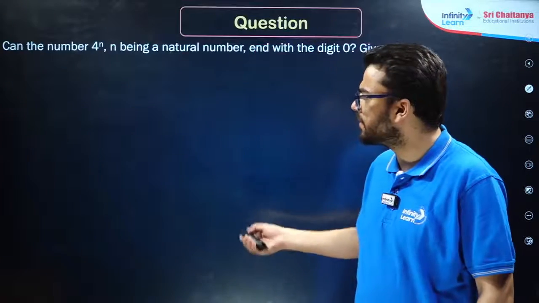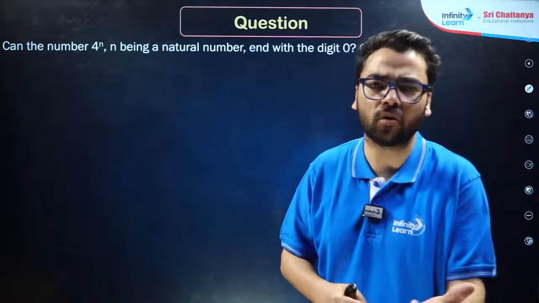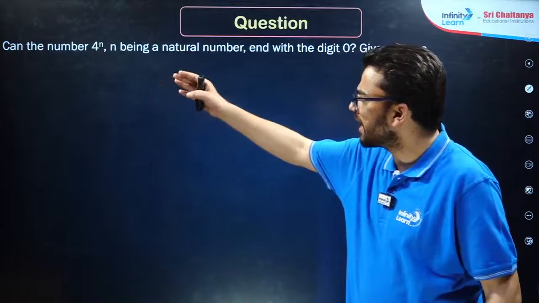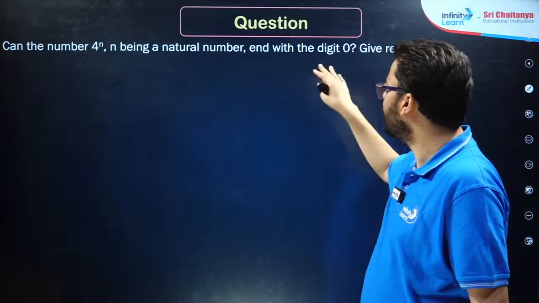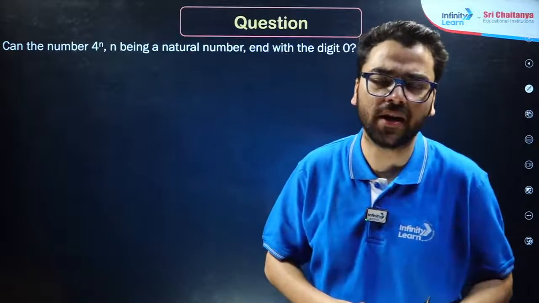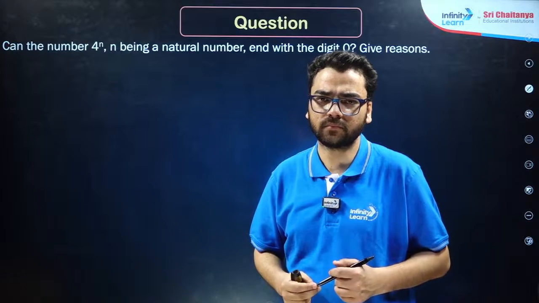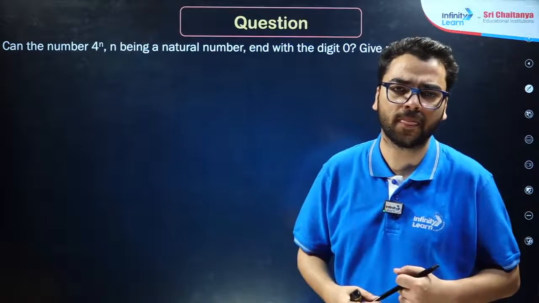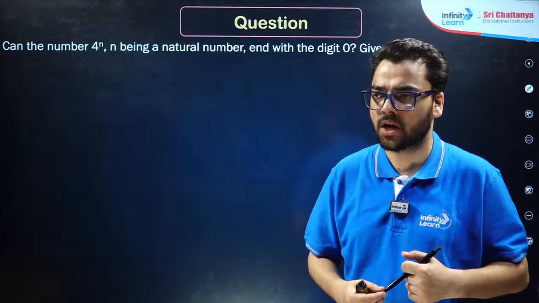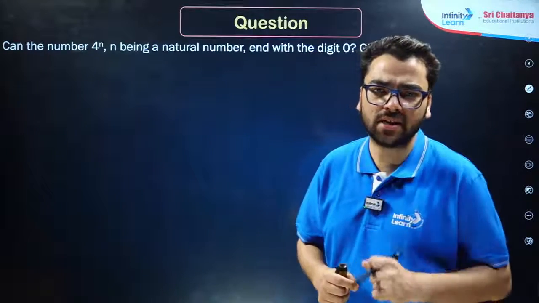Now let us do a simple question on the basis of it. This type of question you must have seen in every book, right? For example, can the number 4 raised to the power n, n being a natural number, end with the digit 0? Give reasons. So it's a kind of theoretical question. Can it happen that this will end with digit 0? Is it possible? So the answer to it is no, it cannot end with digit 0. Let us see that thing.